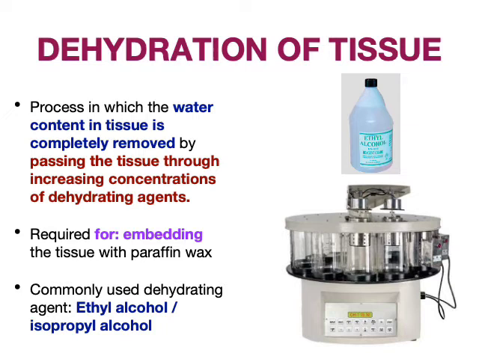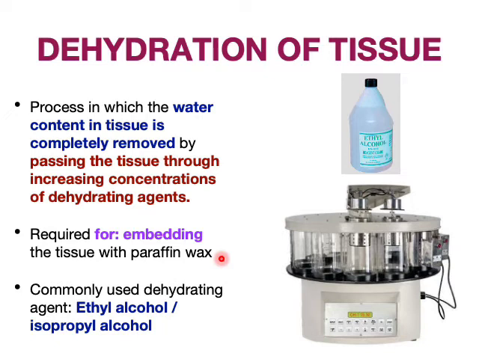So the next step is dehydration of the tissue. So what is dehydration? It is the process in which the water content of the tissue is completely removed. Why should we remove this water content of the tissue? Because we have to introduce the paraffin wax into the tissue. To retain the shape of the tissue, we have to embed the paraffin wax.